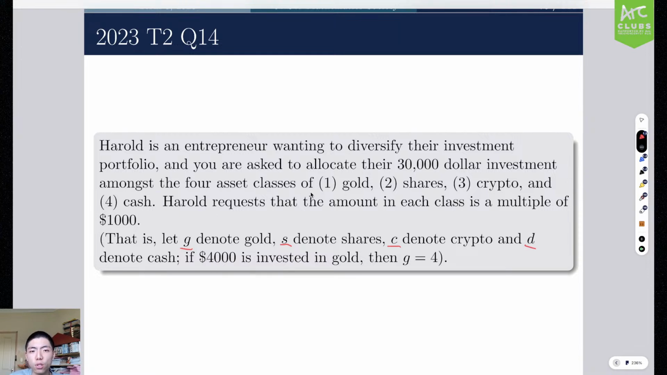Okay, so also note that the amount in each asset class has to be a multiple of 1,000. So if $4,000 is invested into gold, then G equals 4. Essentially what that means is that instead of treating it as $30,000, we can just treat it as units of 1,000, right? So if there is $30,000 in total, then we only need to consider having 30 units being spread out among the 4 asset classes. So it makes the calculations a bit easier if we just consider the smaller number of 30. So I'll just be using the number 30 from now on.